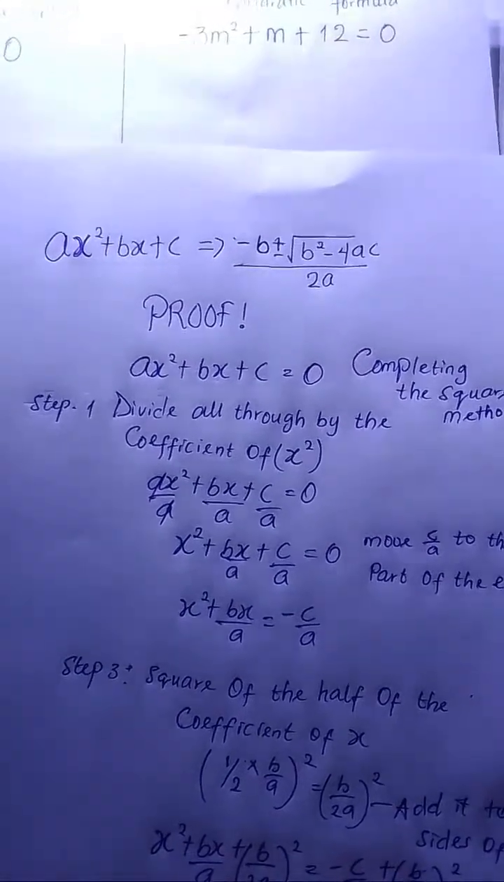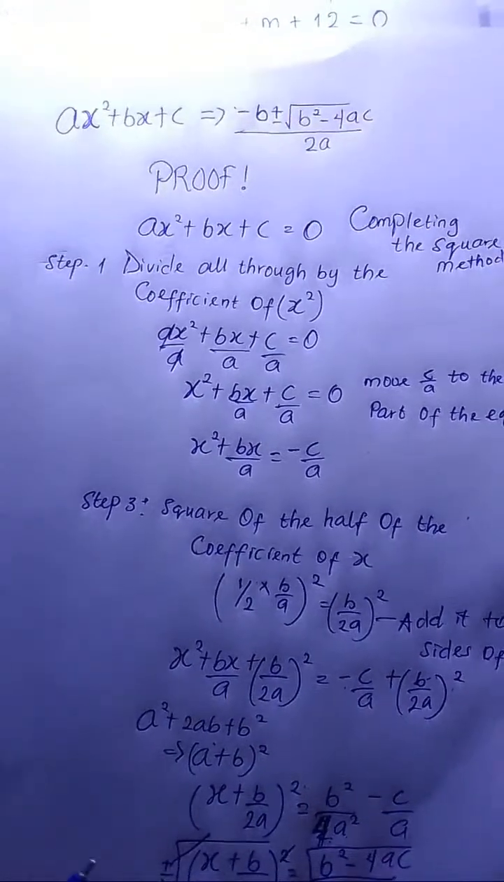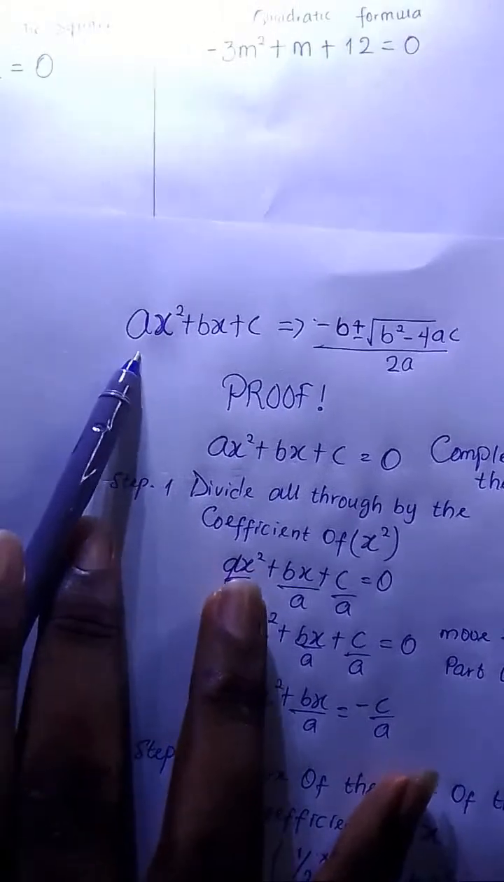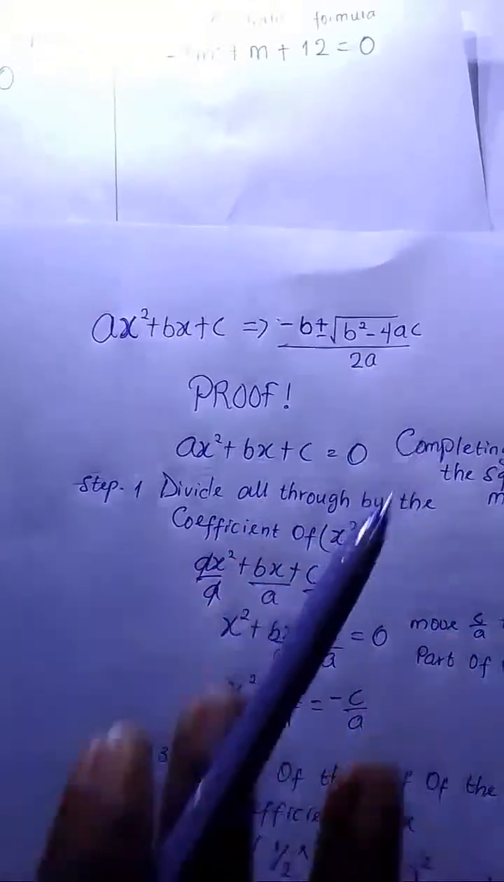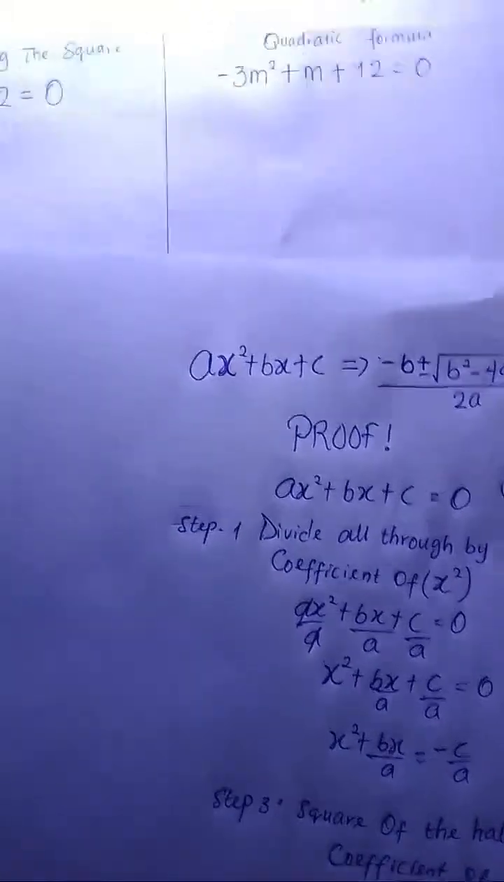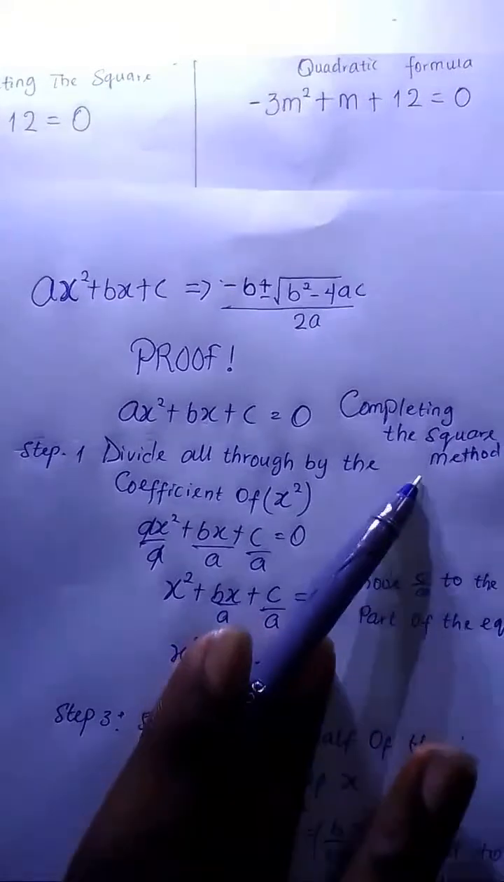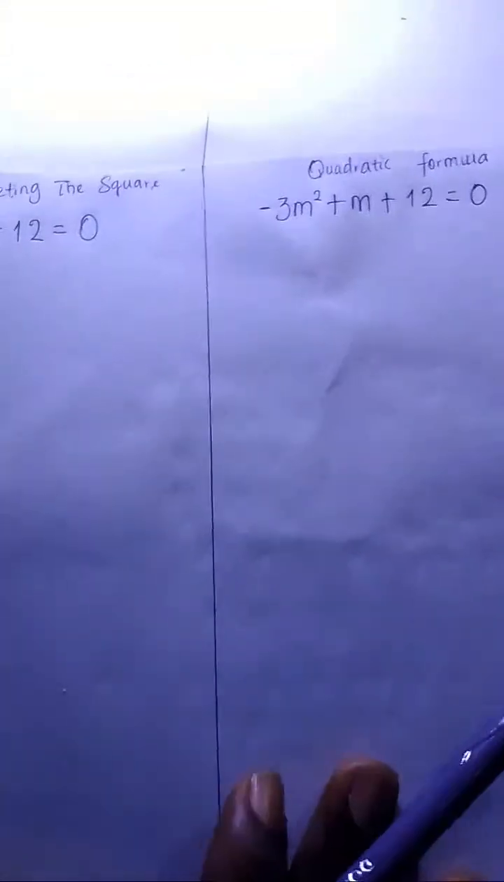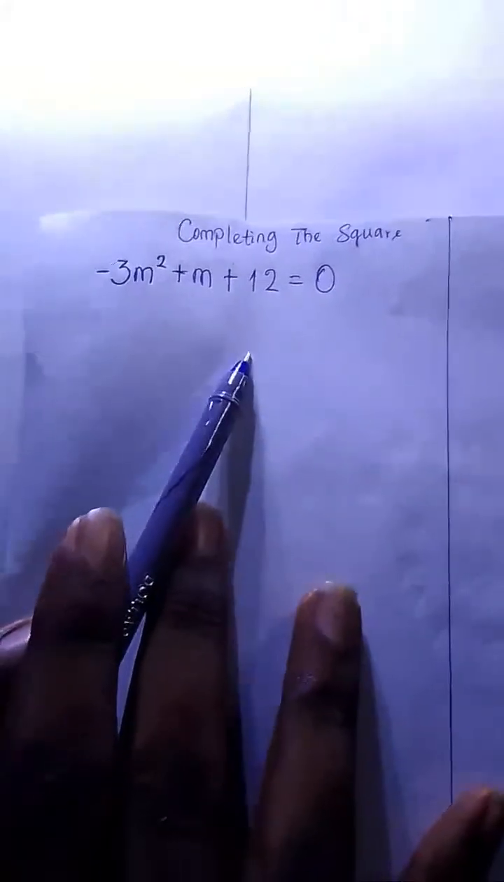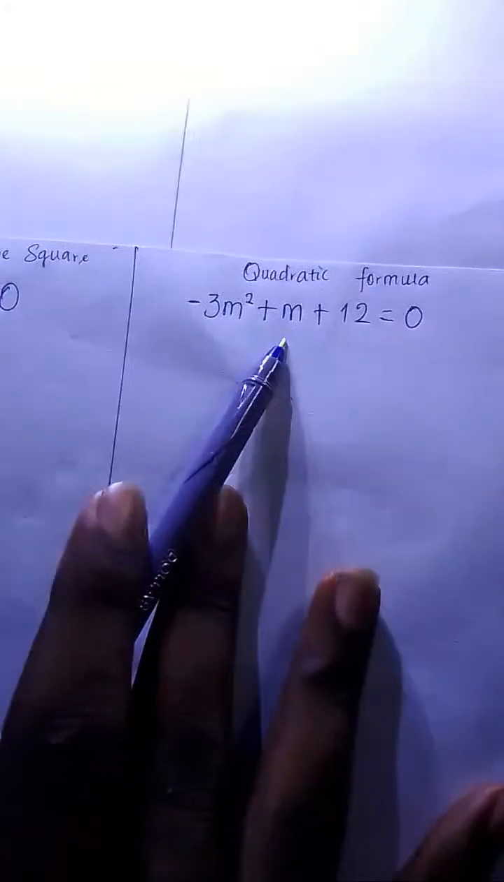So having this done, we have now seen the proof, right, that ax squared plus bx plus c equals 0 gives x equals minus b plus or minus square root b squared minus 4ac over 2a. Now using the same completing the square method, we have other questions to solve, like this one here. We're going to solve this question using both the completing the square method and the quadratic formula method to check if our answer is the same. And we also have another question here we're going to do the same thing too, right?